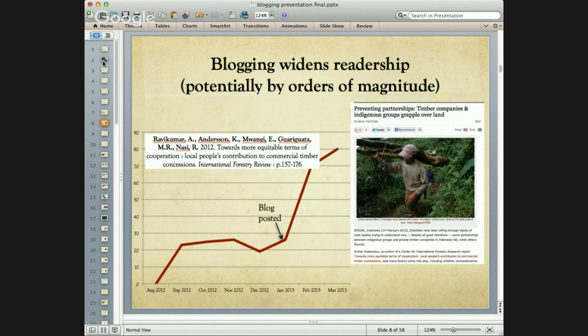This graph here is some data we collected at C4 that examined the downloads of a scientific paper before and after a blog was put out about that paper. As you can see, before the blog was posted, we had reasonable downloads and reasonable readership, but as soon as a blog was posted, that readership skyrocketed, doubling or tripling. So blogging really helps to get science well read.